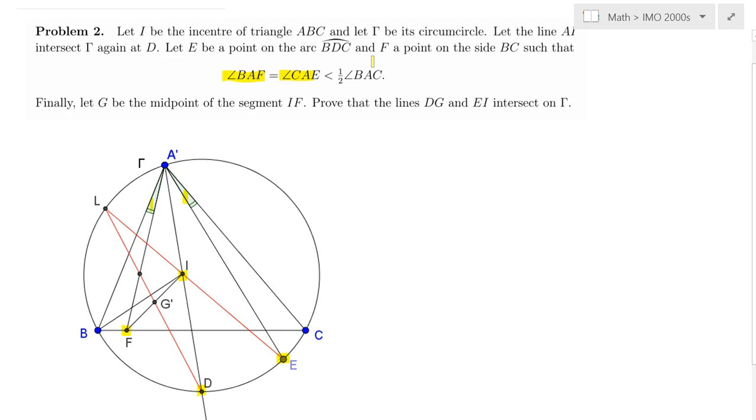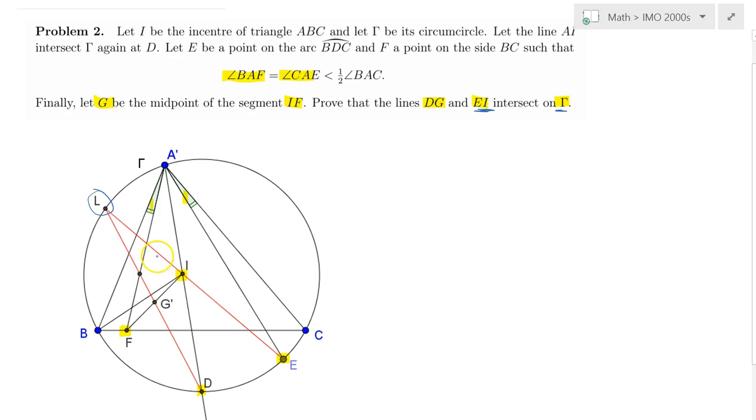Then we would like to show that when G is the midpoint of segment IF, you can see I and F here, then we would like to prove that line DG and EI intersect on the circumcircle. So I twisted this problem slightly and reformulated it in the sense that I let EI intersect circle gamma at the point L, right? So EI extended, I have it in this red color. Let's call that point L.